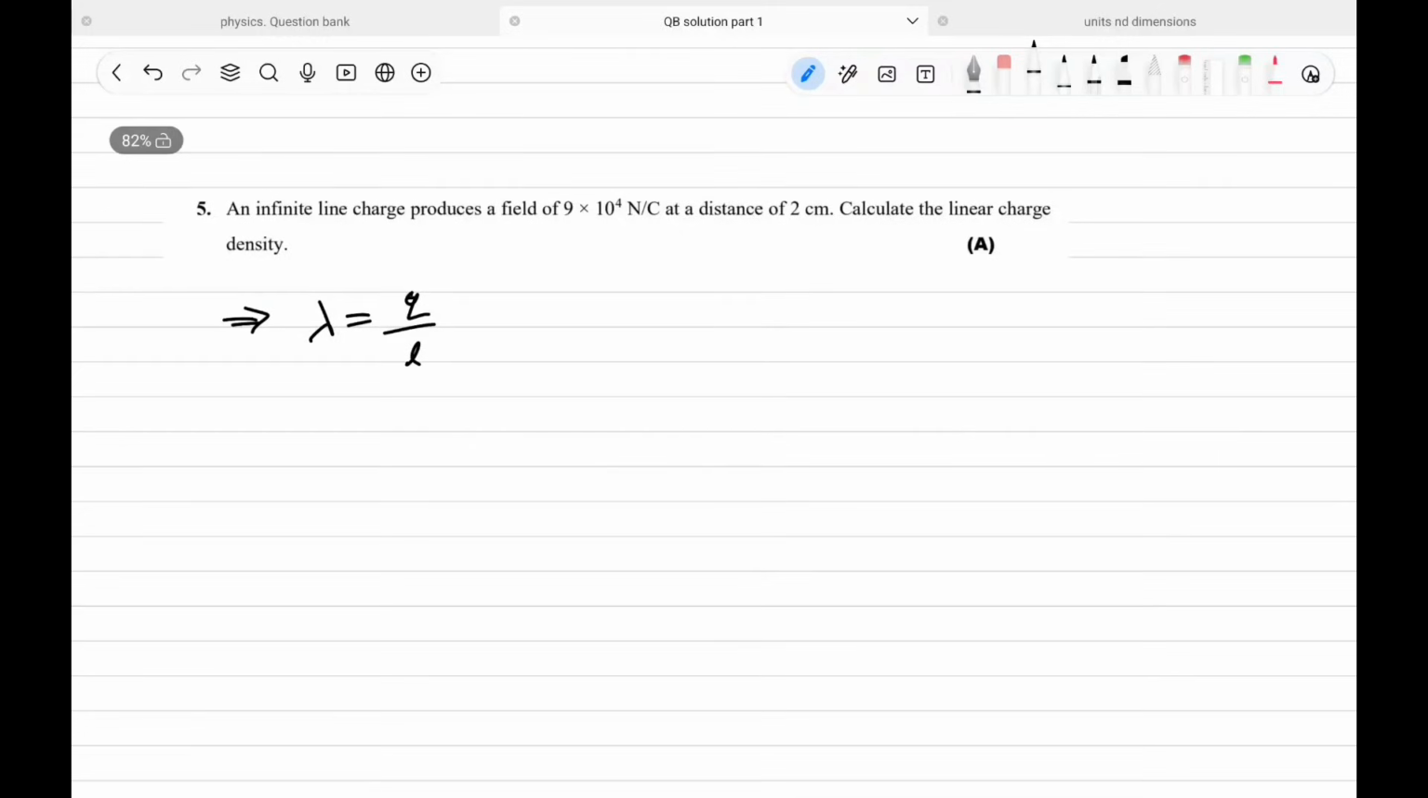Now, how can we find the linear charge density? You have to find the linear charge density only. Using the infinite line charge, you have to remember the formula for the electric field due to an infinite line charge. E is equal to lambda divided by 2 pi epsilon naught r.